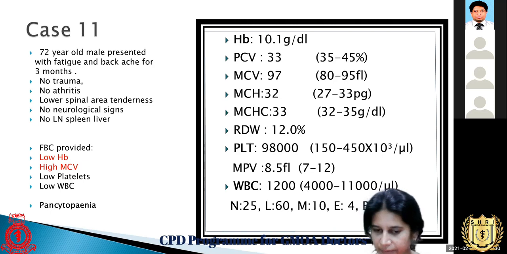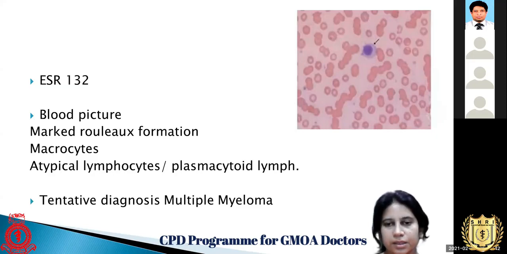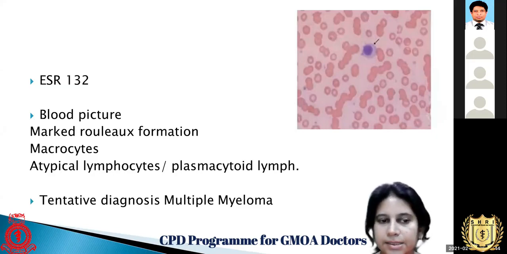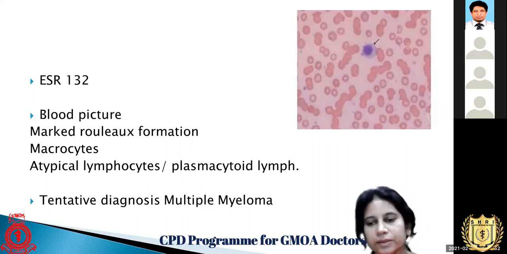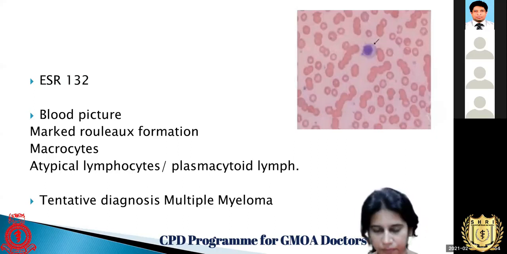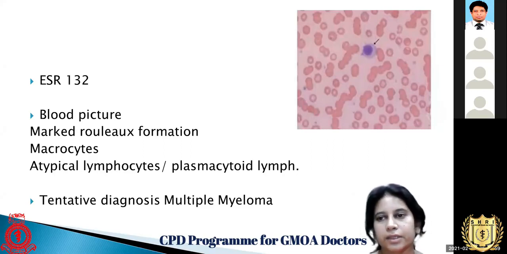So your next line of investigation, quite sure you definitely perform ESR. ESR is 132. Blood picture is very diagnostic: marked rouleaux formation. This is called the Chinese letter appearance. And you may get some atypical lymphocytes, and macrocytes are there. So you made a tentative diagnosis of multiple myeloma from here, but you have to confirm your diagnosis.